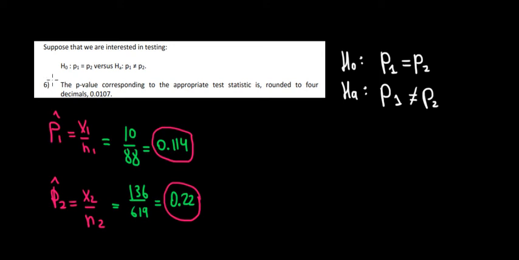Let's work on question 6 in this video. So we want to test the following. Under the null hypothesis, the proportions in the groups are equal versus they are not equal. The p-value corresponding to this test is going to be 0.0107, true or false.